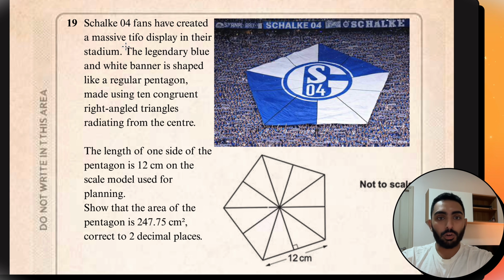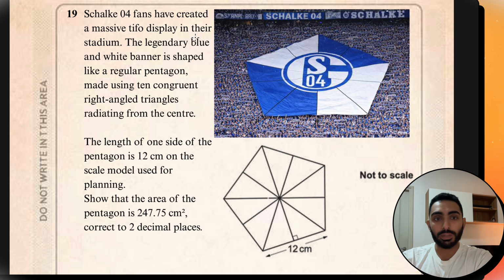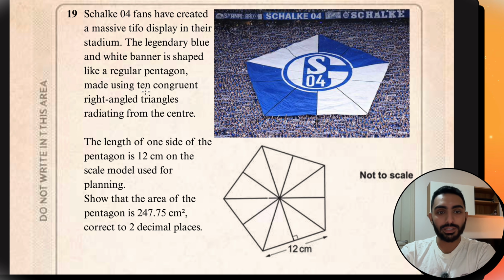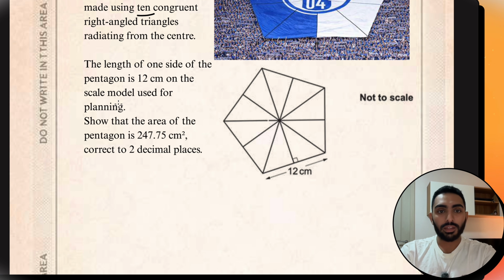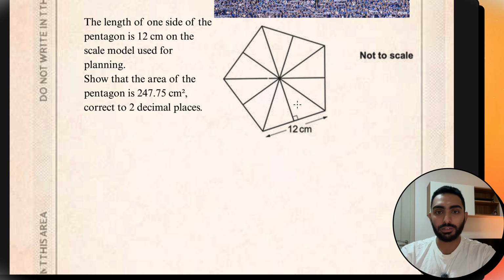Question 19. Schalke 04 fans have created a massive T4 display in the stadium. The legendary blue and white banner is shaped like a regular pentagon made using 10 congruent right-angled triangles. Congruent just means all of them are the same, radiating from the center. And you can see each side has 2 triangles, 1, 2, 3, 4, 5, 6, 7, 8, 9, 10. The length of one side of the pentagon is 12 centimeters. So that full side is 12. We could half that, divide by 2, and that means the base of one of the triangles is 6. Show that the area of the pentagon is 247.75 centimeters squared, correct to 2 decimal places.